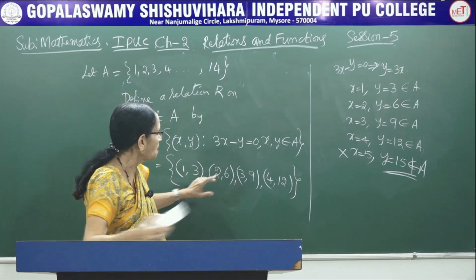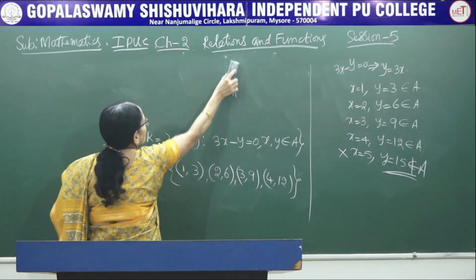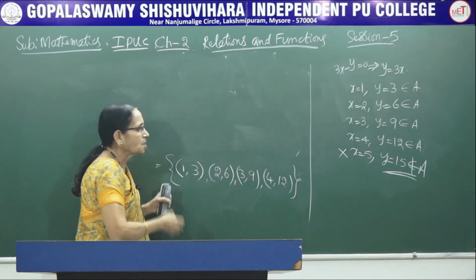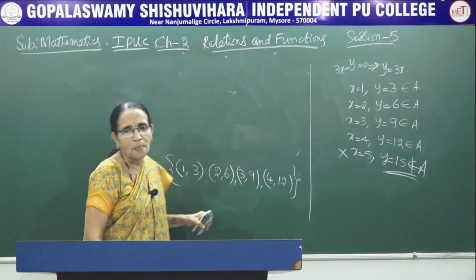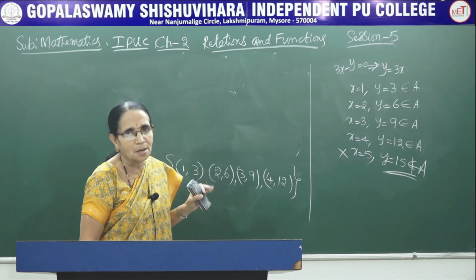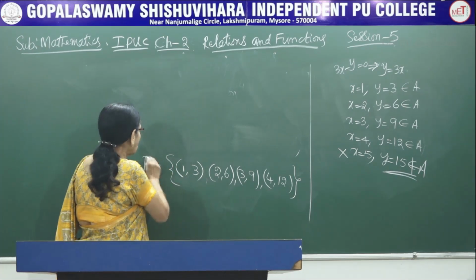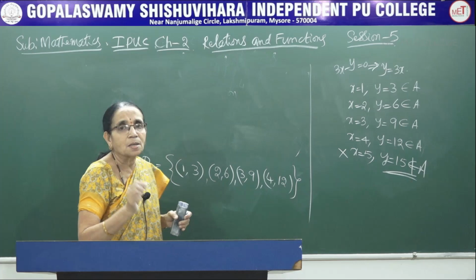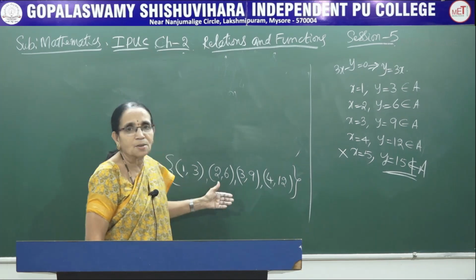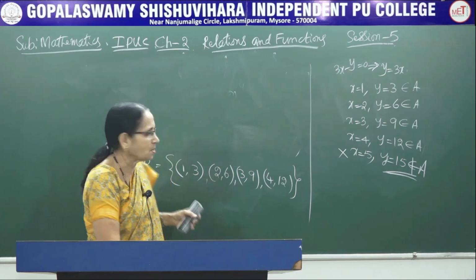Now, how many elements did we get here? We got 4 elements in the relation: 1, 3, 2, 6, 3, 9, 4, 12. So, you are asked to write the domain, codomain and range. For that, always make it a habit to write the relation in the roster form. When it is in the roster form, you will know the exact elements, then it's easy for you to write the domain as well as the range.